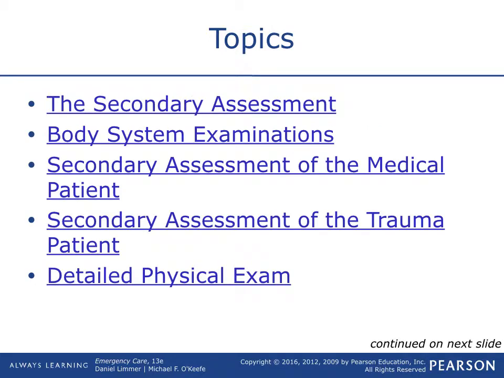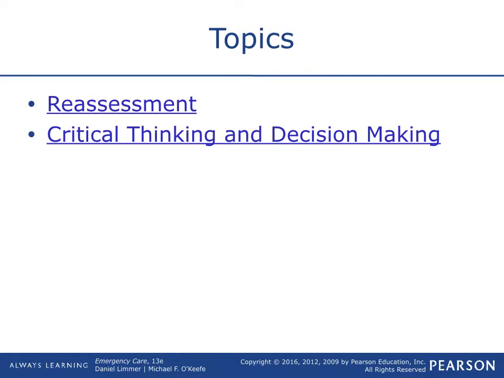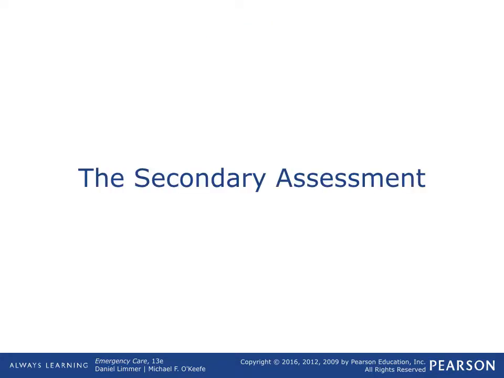Mainly, you can read through those: body system examination, secondary assessment of the medical patient, secondary assessment of the trauma patient, detailed physical exam, reassessment, critical thinking, and decision making. So we talked about primary assessment with chapter 12. So today we're diving into the next step now.